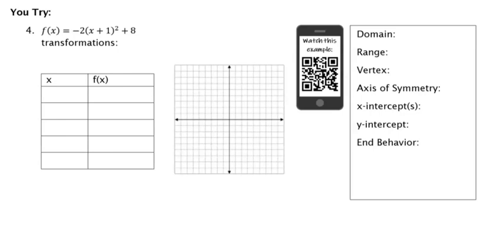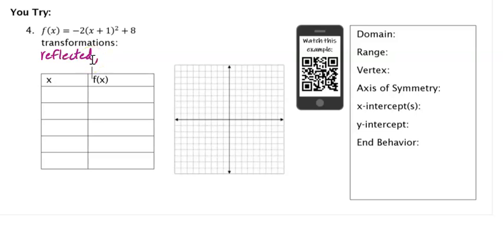We have to identify the transformations, graph, and then identify some features about this graph. So let's talk about the transformations first. The first thing I notice if I'm going from left to right is a negative sign. That means that this graph will be reflected.